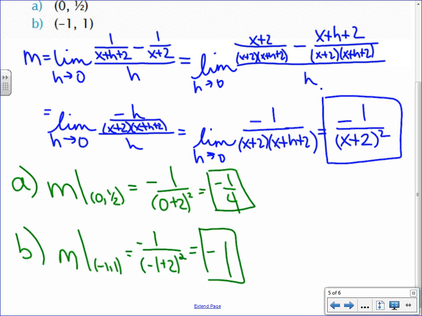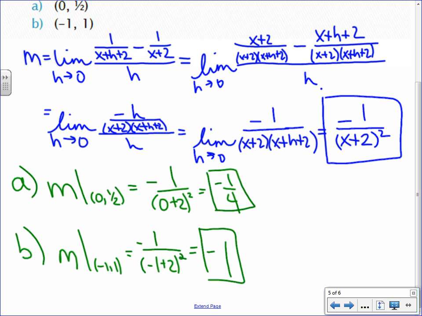So when it asks for slope, you take the limit of the difference quotient. When you take the limit of the difference quotient, unless it is a line, you will get something in terms of x. Okay. What if it is a line? You should get a constant, and you should probably know what that constant is going to be, right?